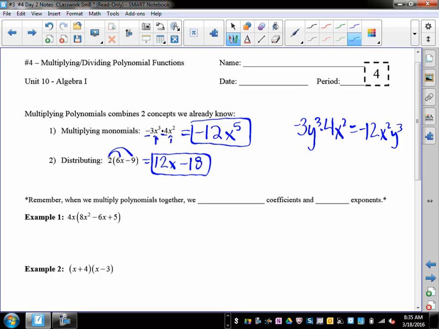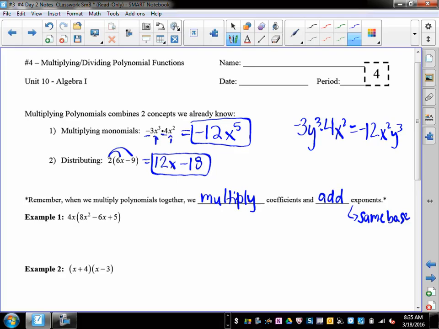Alright, so remember when we multiply polynomials together, we multiply the coefficients. And what do we do with the exponents? Good. And make sure again, it's the same base. Exponents of the same base. Like Gabby asked about, if they were different bases, we cannot add them together.